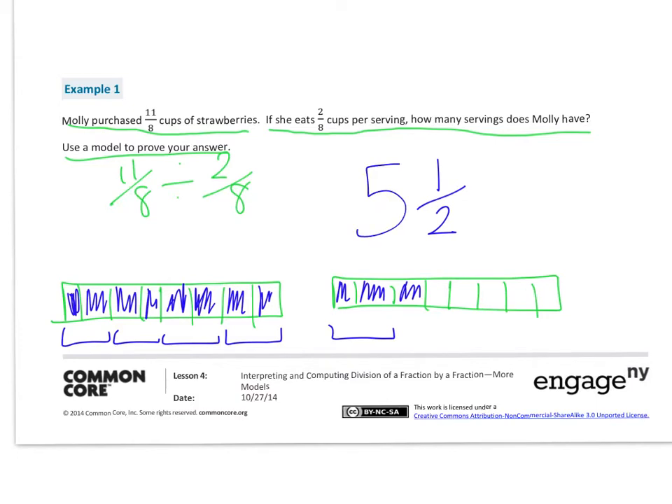5.5. And I want to point out where that half came from is because this little guy left over, that's 1/8. 1/8 is half of 2/8. So, 5.5.